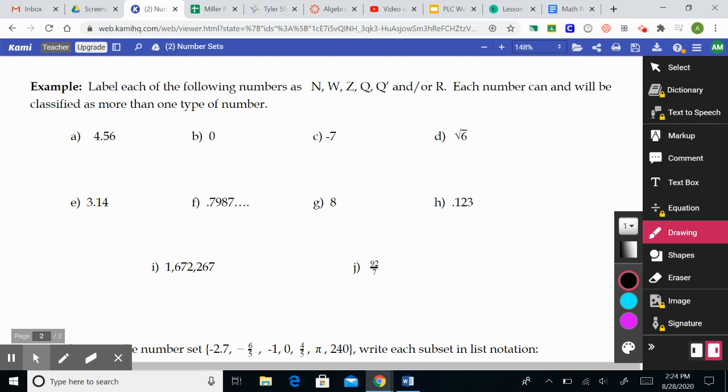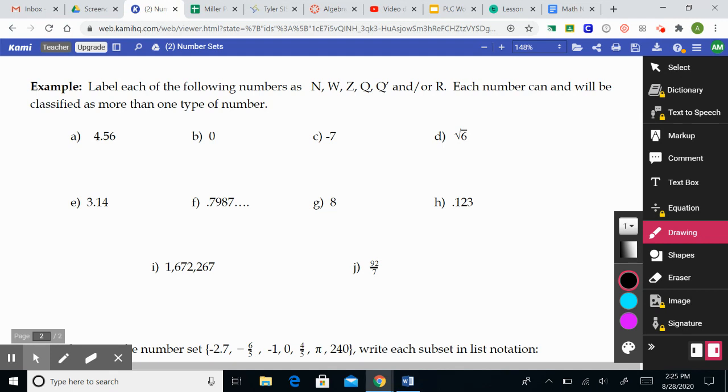Let's try some examples and see if we can find which number system these numbers fall into. Okay, so the easiest way to do this is to start with the natural numbers. So is 4.56 a natural number? Well, 4.56 is not a natural number. Is it a whole number? No, it's not a whole number.